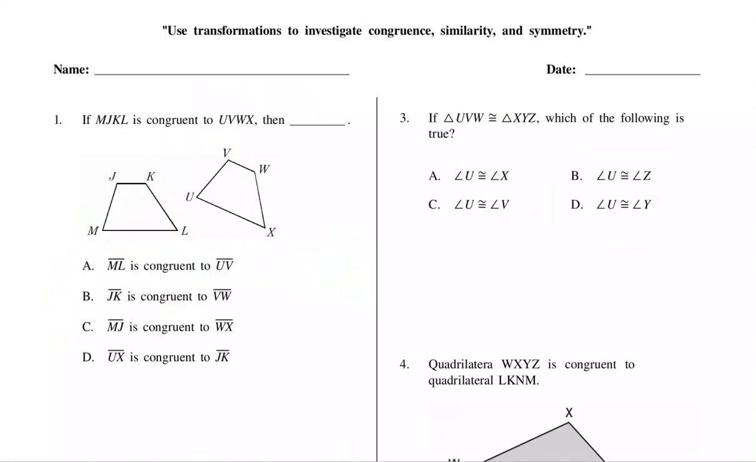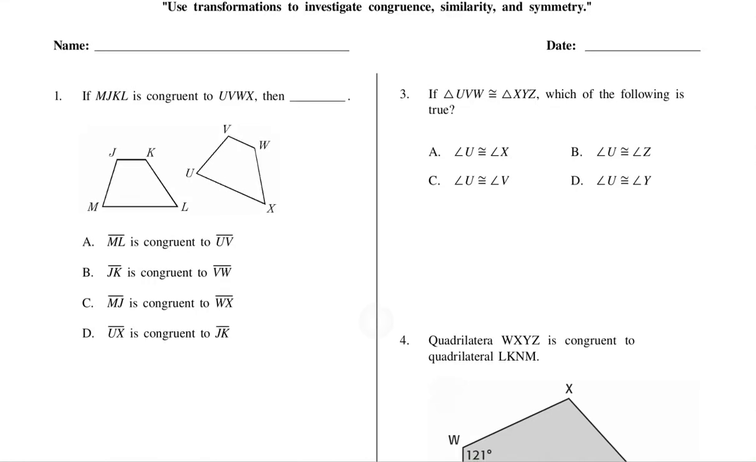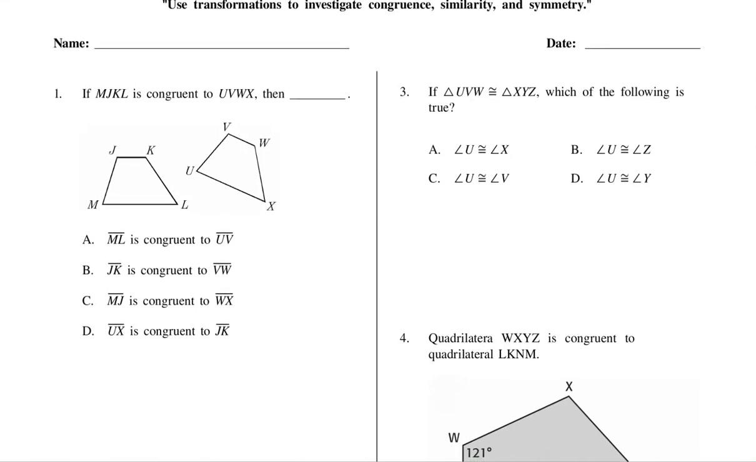Now we're going to look at transformations to investigate congruence, similarity, and symmetry. When we're looking at this, we have looked at this before, but we only looked at triangles. So now we're going to look at it again, but this time we're going to look at it with any shape. So on this one, it first says, if JKLM is congruent to UVWX, then blank. Well, let's go through each of these problems and let's see which one is correct.